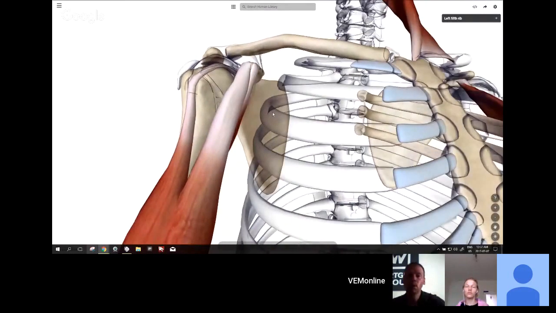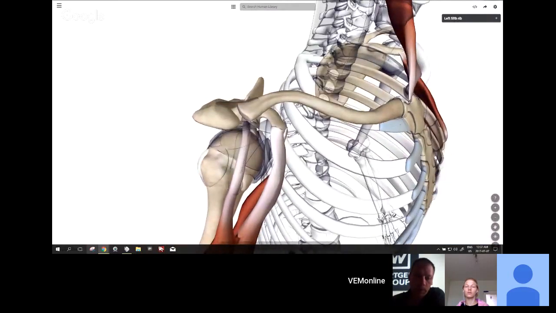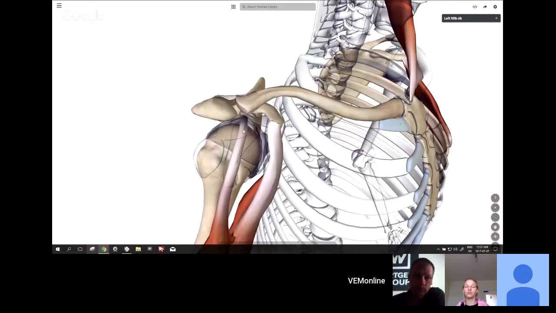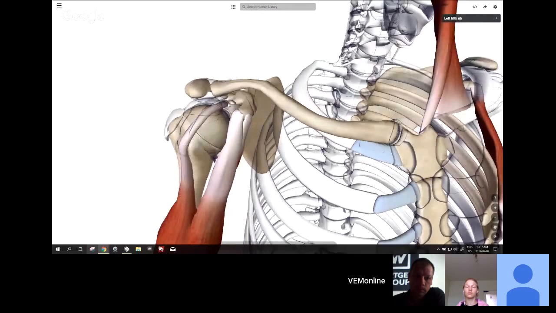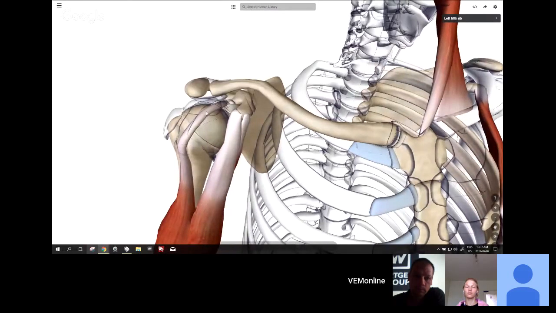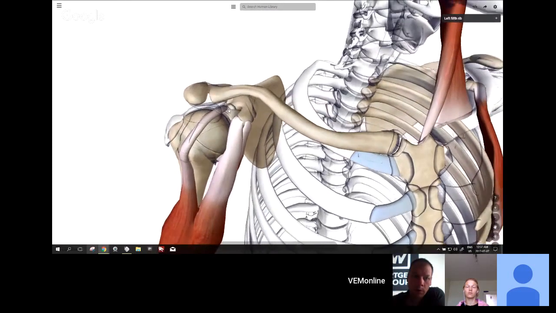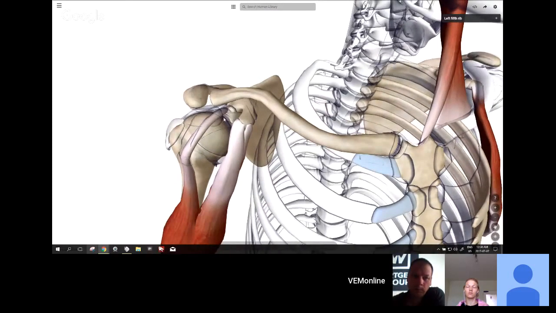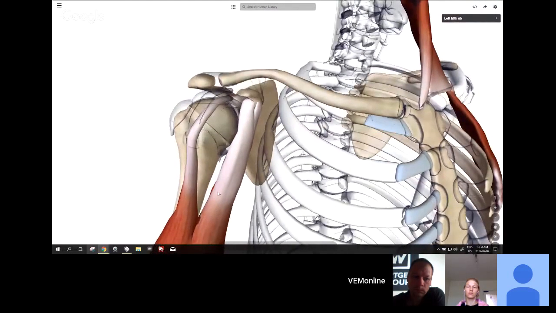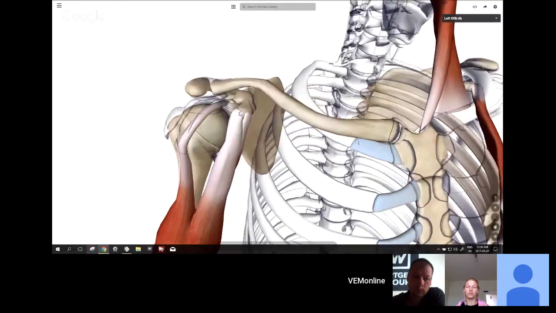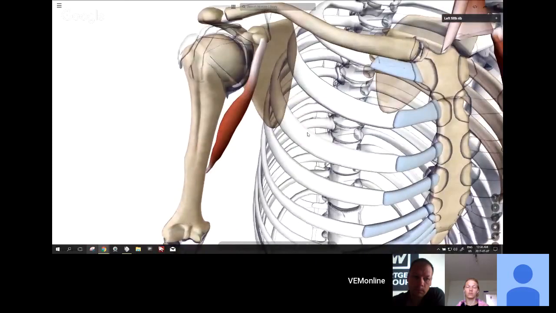Okay, let's remove that. Biceps. Here you can see both heads of the biceps. One of them, the long head, goes right on top of the joint, and it attaches to the capsule of the shoulder joint, glenohumeral joint to be exact, and the superior glenoid tubercle. The other head goes straight up, and it attaches to the coracoid process. And right underneath, we have coracobrachialis.